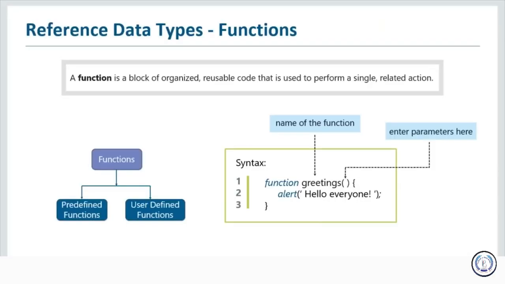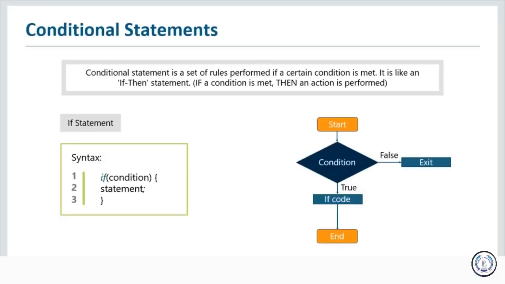Okay. Next, we have conditional statements. Now, conditional statements are used to perform different actions on different conditions. So if is used to execute a block of code only if the condition is true. Okay. So basically, if a condition is met, then the statements within this block will get executed.